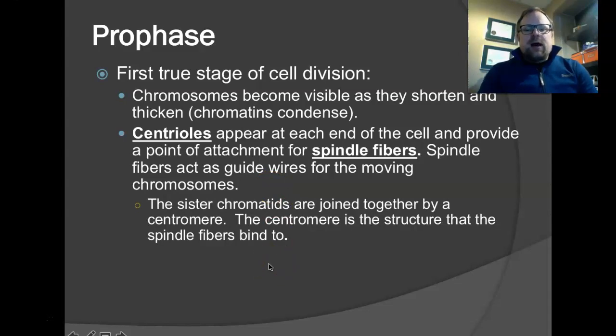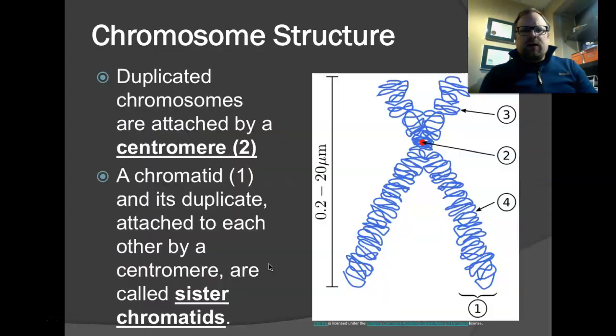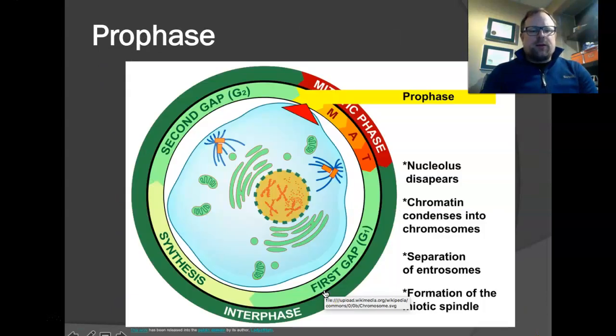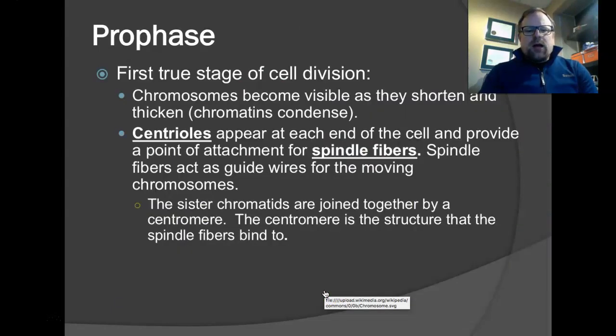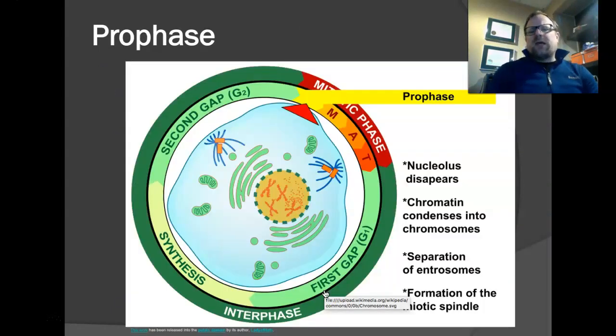The sister chromatids are joined together at a centromere, and so those spindle fibers actually go, and remember the centromere I talked about over in this diagram, the spindle fibers here attach, one on this side, one on this side, so that we can separate this sister chromatid from that sister chromatid. That's what I'm talking about there. So this is what prophase would look like in our mitotic division.